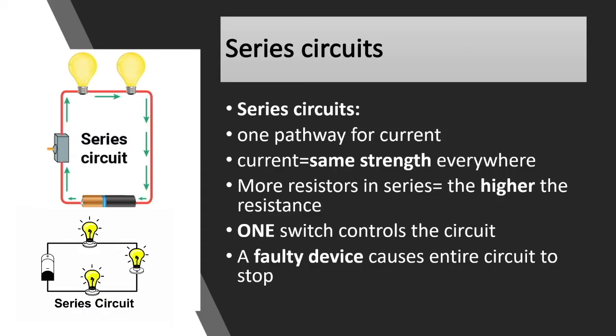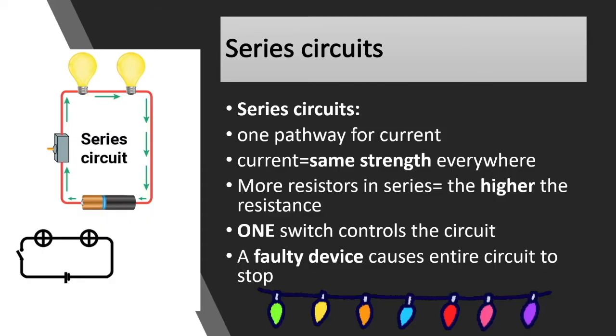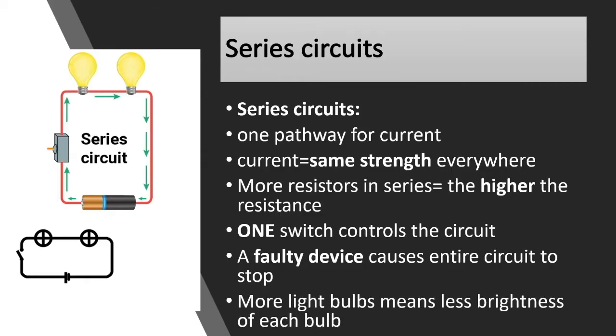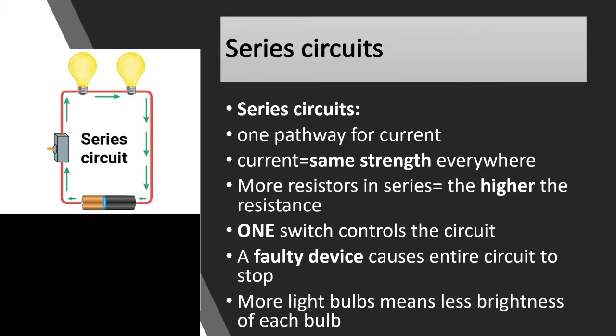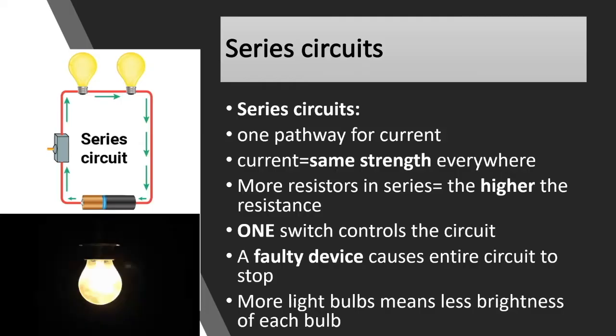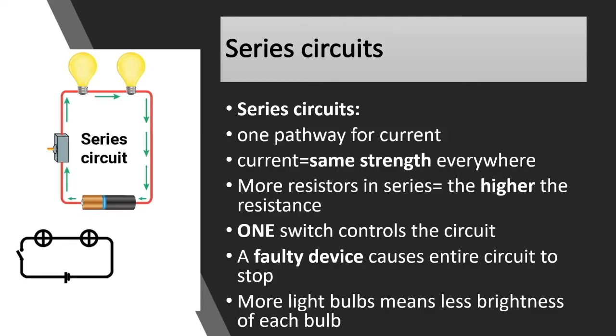An example that we can see here is in Christmas lights. If a single light bulb does not work, the rest of the light bulbs will not work either, due to there only being one pathway. And lastly, in a series circuit, the more light bulbs we add in series, the less brightness of each bulb, as there is only the current supplied to the entire circuit that flows through those light bulbs.